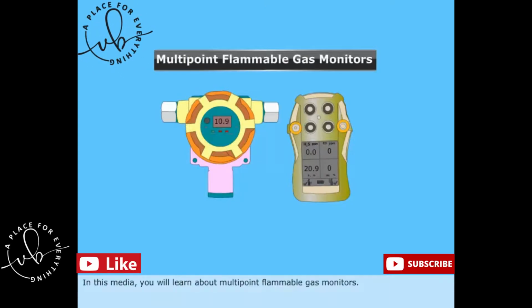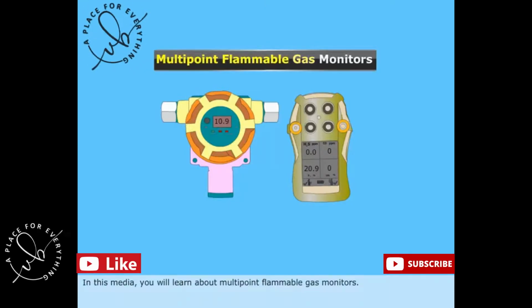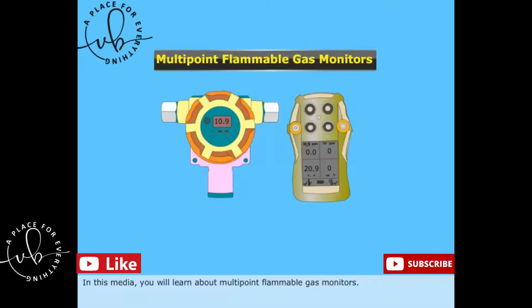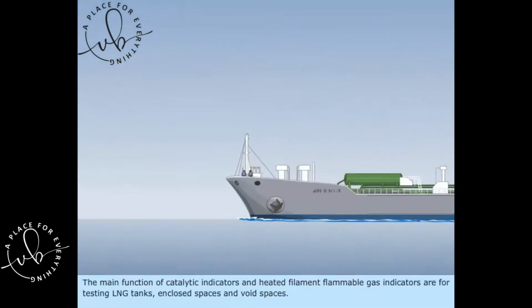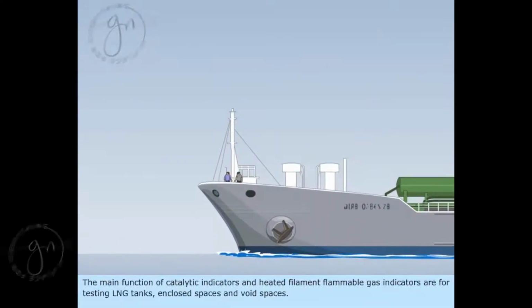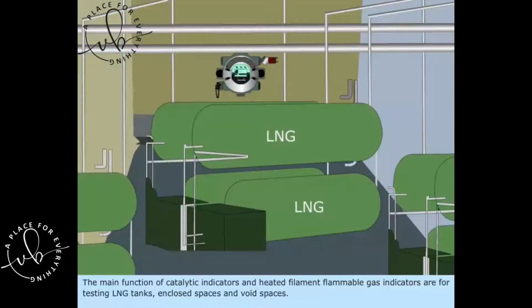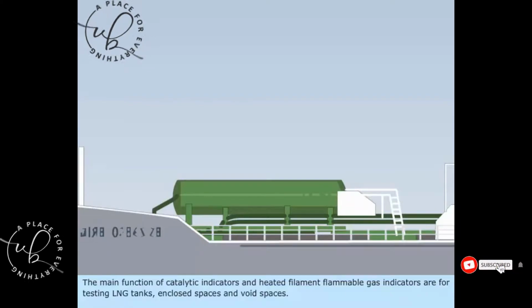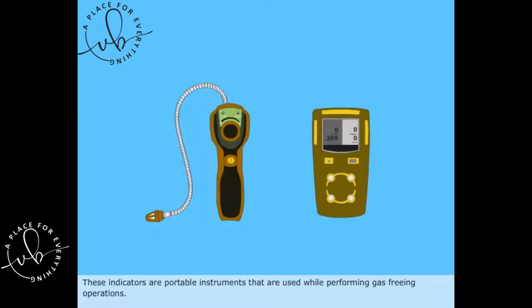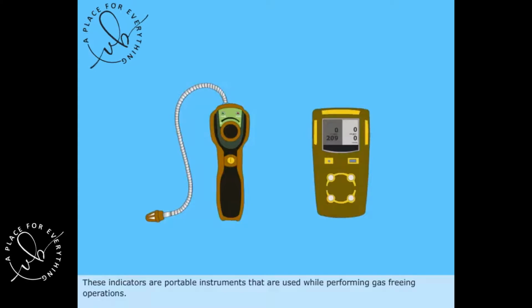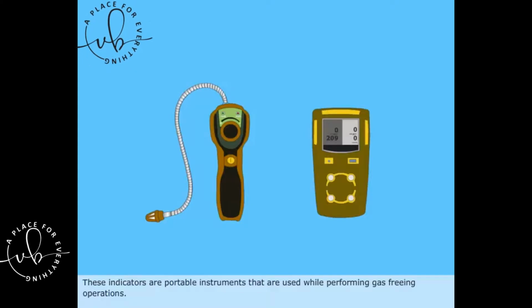In this media, you will learn about multi-point flammable gas monitors. The main function of catalytic indicators and heated filament flammable gas indicators is testing LNG tanks, enclosed spaces, and void spaces. These indicators are portable instruments that are used while performing gas-freeing operations.